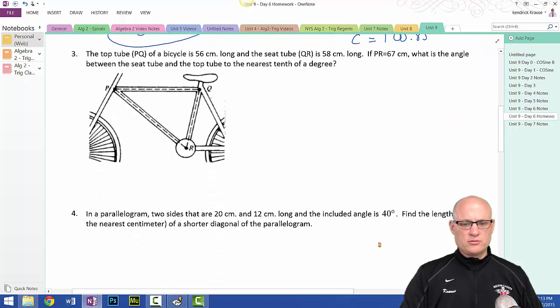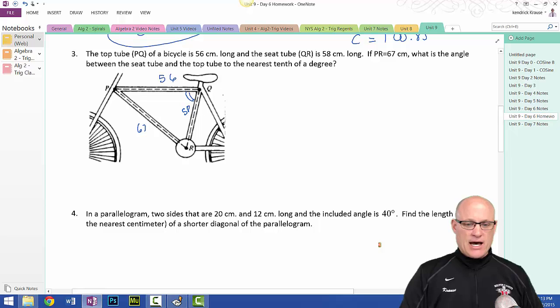PQ is 56. The seat tube, which is QR, is 58. If PR is 67, find the angle between the seat tube and the top tube. So the seat tube and the top tube.